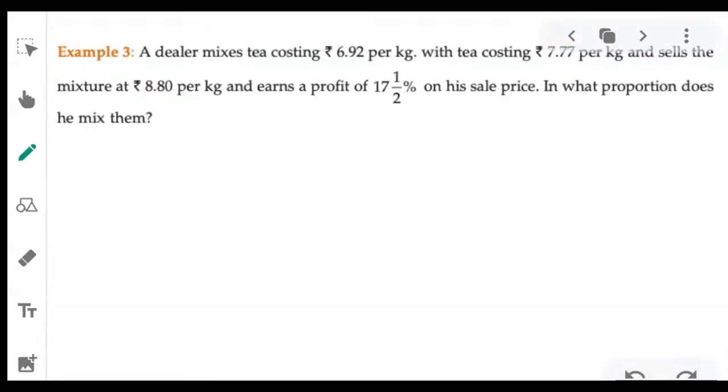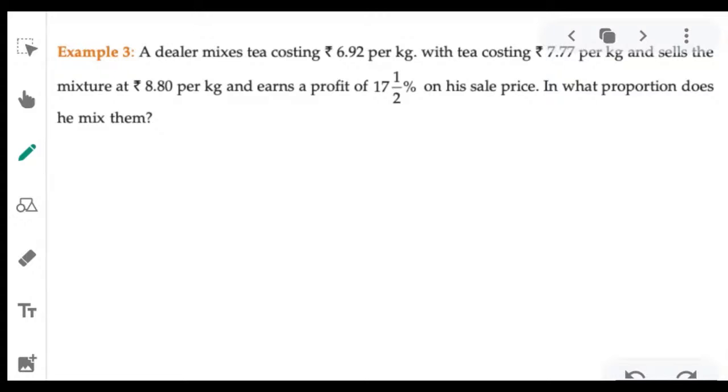So who will read this? Bhavani, can you read this question for me? Yes, ma'am. Is everyone else done with the previous question? Yeah, cool. A dealer mixes tea costing rupees 6.92 per kg with tea costing rupees 7.77 per kg and sells the mixture at rupees 8.80 per kg and earns a profit of 17 and 1 by 2% on his sale price. In what proportion does he mix them?